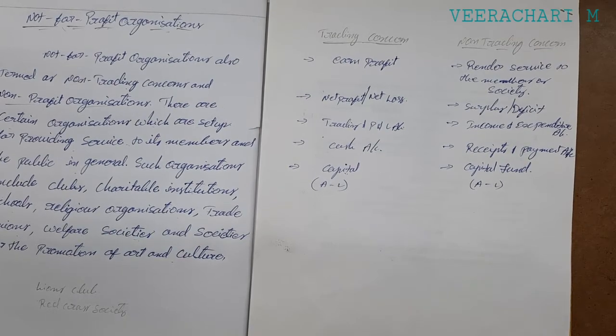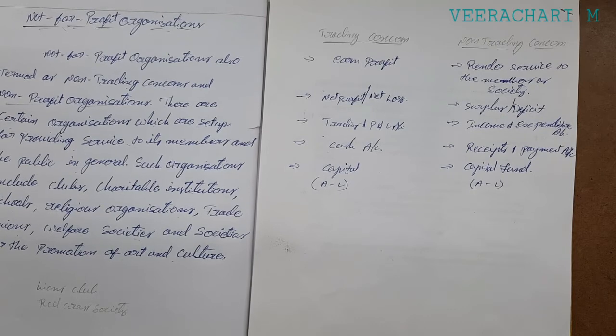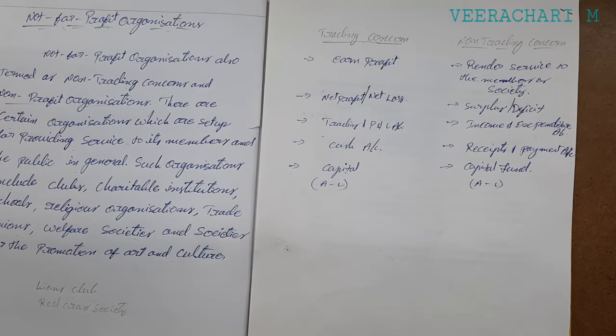In the single entry system, as we already discussed, the difference of assets and liabilities is called opening capital and closing capital. But in a non-trading concern business, the difference amount is called capital fund. These are the differences between trading concern business and non-trading concern business.